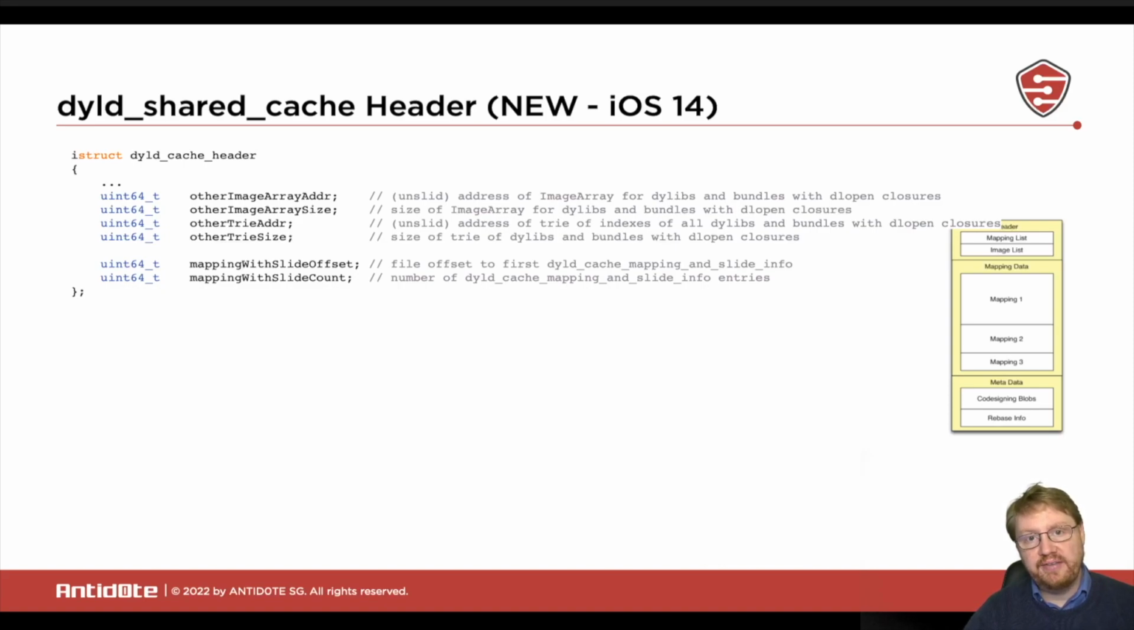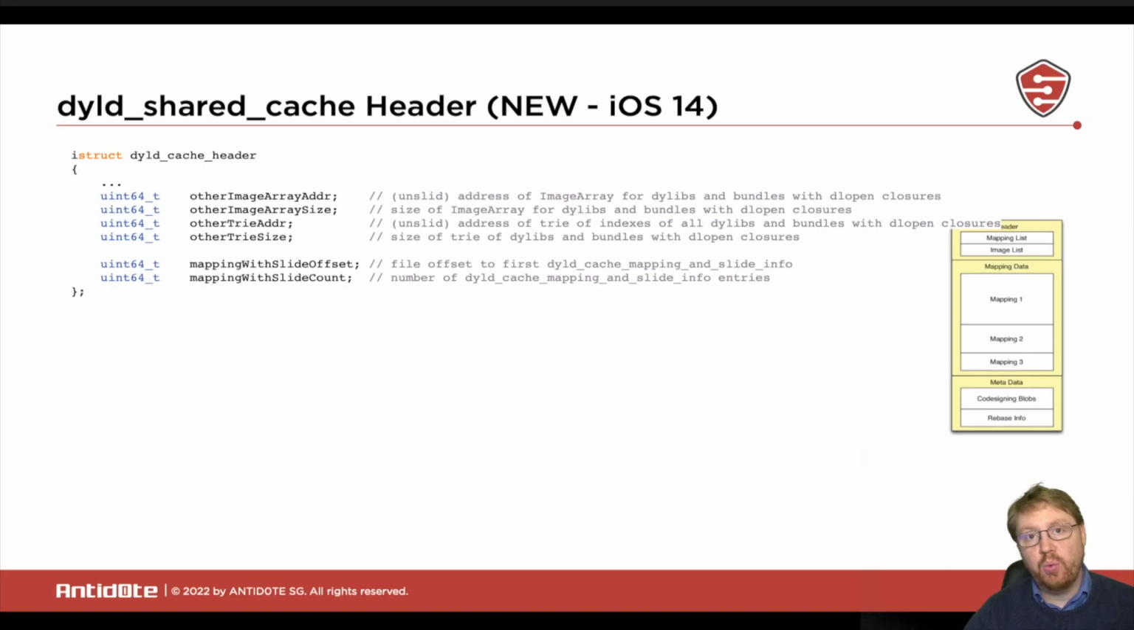And so the whole idea how mappings are defined inside the header has changed. And so instead of redefining the original structures, Apple basically added a new mapping information at the end of the new header. And so that's basically it.